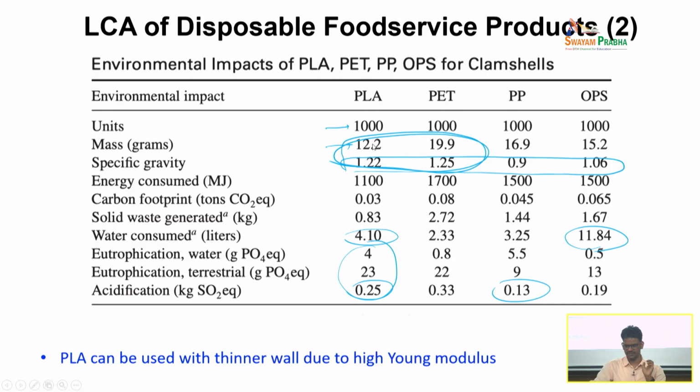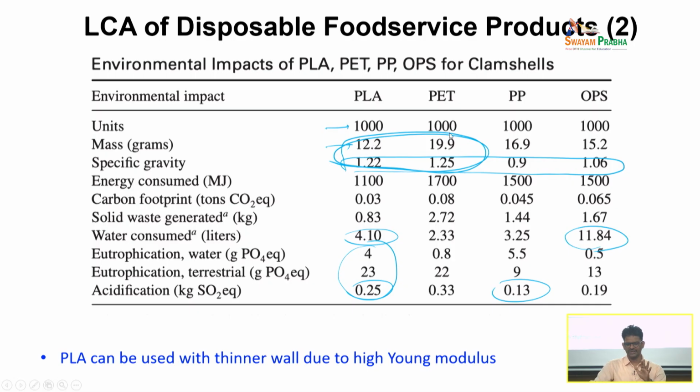That is because with the PET you have to make a thicker wall to give enough strength to hold that product, whereas PLA has a much higher Young's modulus. Even a thinner-walled container can support the same functional properties. So, sometimes we can make use of this material property to minimize the amount of mass that we need to create. That is something we can think about.